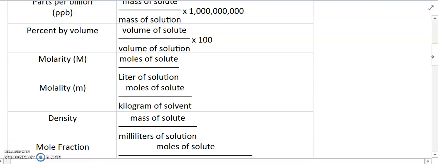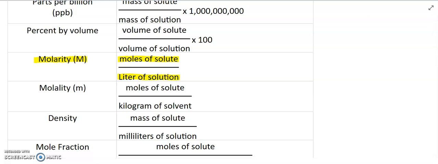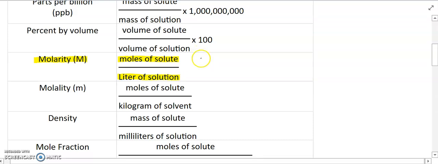Molarity is a capital M, and molarity is the moles of solute divided by the liters of solution. Molarity is unit specific. In other words, you must use moles and you must use liters in order for it to be considered molarity. And you must use a capital M, because molarity has a very close cousin known as molality that already uses a lowercase m. So if you write a lowercase m, you're actually saying something different.